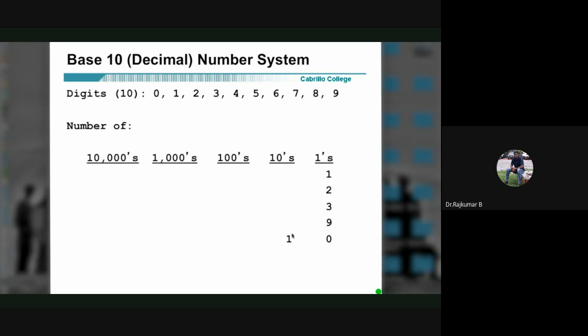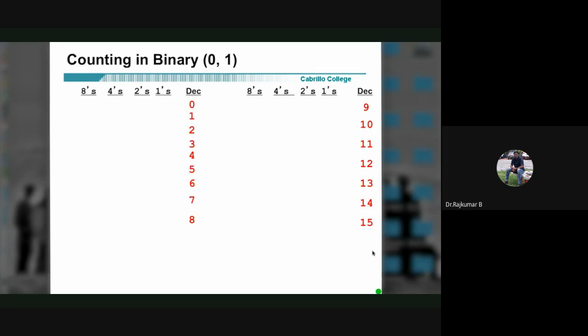So the 1 in the tens column means the number of tens, as opposed to the 1 in the ones column, which is the number of ones. 99 would be 9 tens and 9 ones. 100 would be 1 hundred, 0 tens, and 0 ones. Now this may seem really basic, but understanding base 10, the decimal number system, you can understand any number system. Let's take a look at the binary number system.